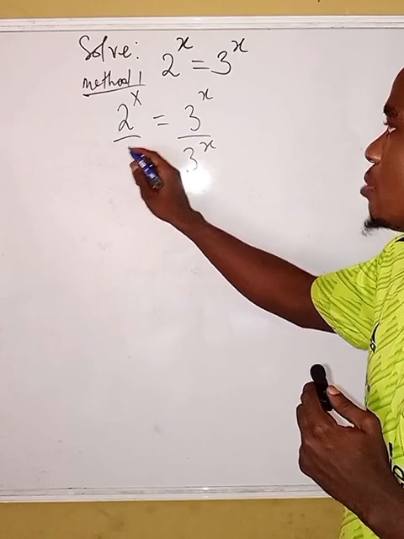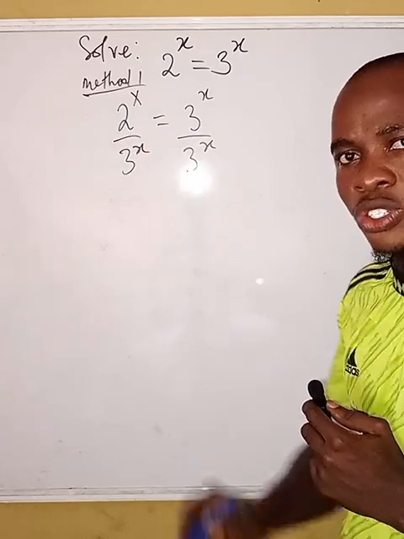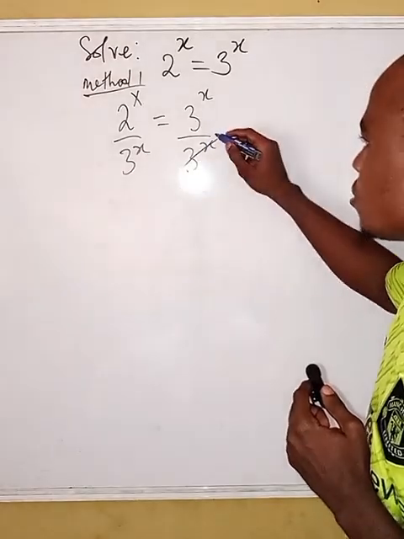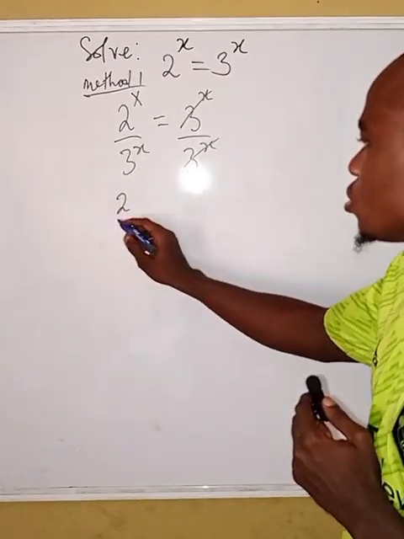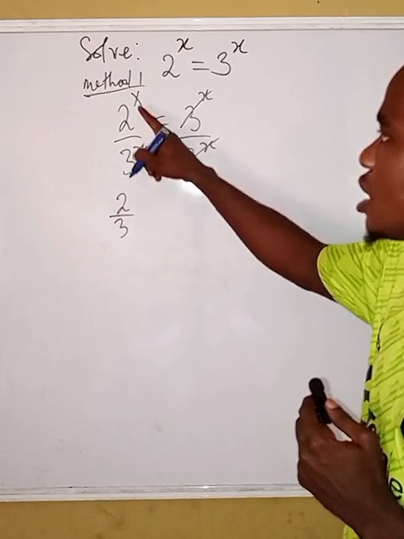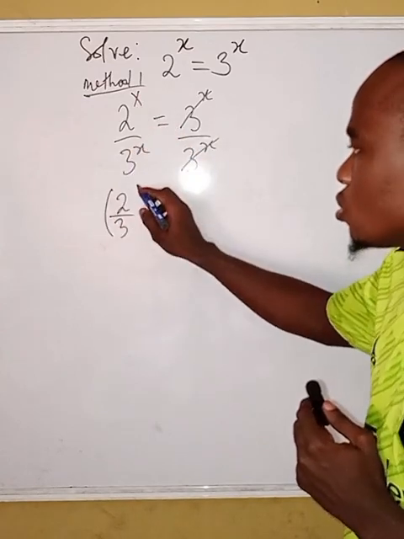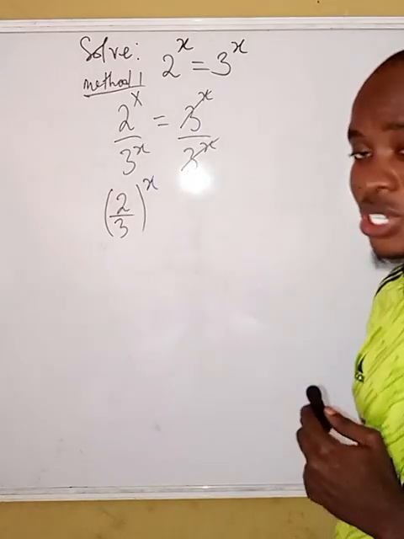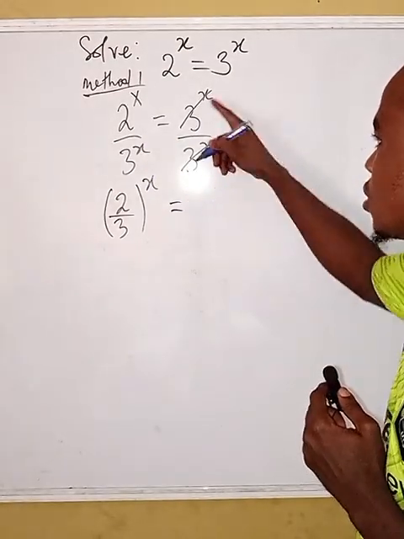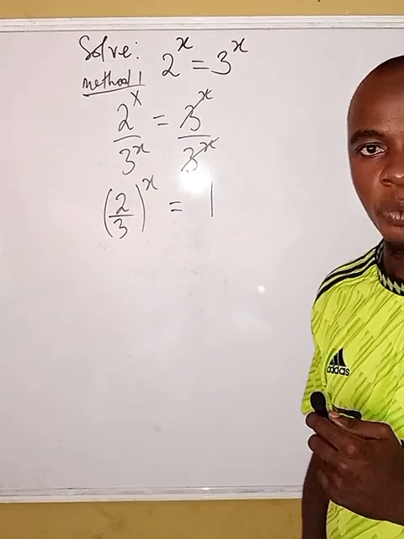Then divide by 3 to the power of x. You see that we cancel this, and we're going to have 2 over 3, but here we have the same power, so the x is going to be outside like this. Then we have equals, this one is going to be 1, right?